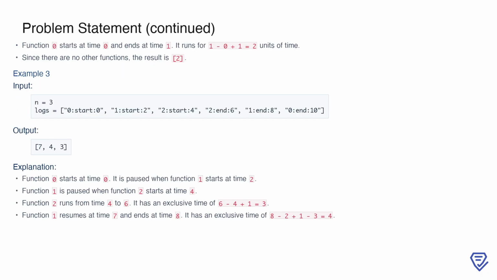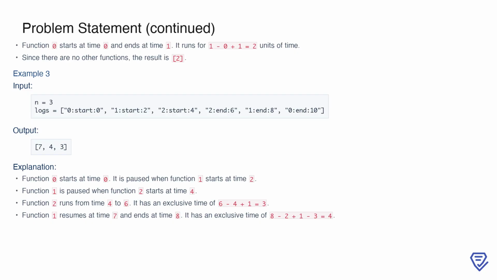Let's explore the third example. Function 0 begins at timestamp 0 but is paused at timestamp 2 when function 1 starts. Function 1 is also paused at timestamp 4 when function 2 starts. Function 2 runs exclusively from timestamp 4 to 6, giving it an exclusive time of 3 units, calculated as 6 - 4 + 1. After function 2 ends, function 1 resumes at timestamp 7 and runs until timestamp 8. Its exclusive time is calculated as 8 - 2 + 1 - 3, which equals 4 units.